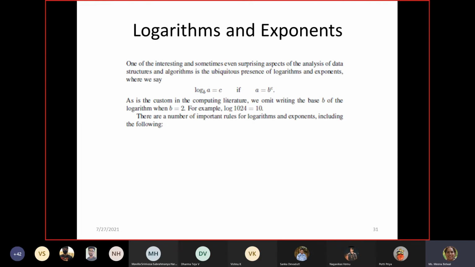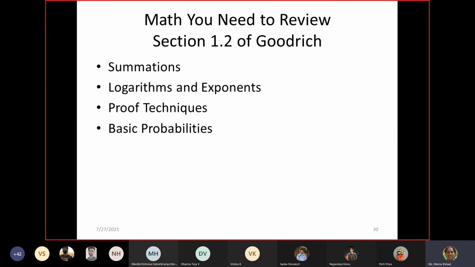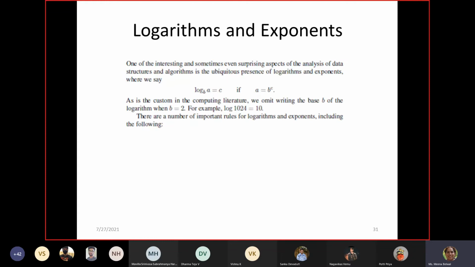Okay, but whenever you find time, please read section 1.2 of the textbook. Just to revise a few of the concepts, I have put them here. Again, this is from the book only. Okay, about logarithms and exponents.